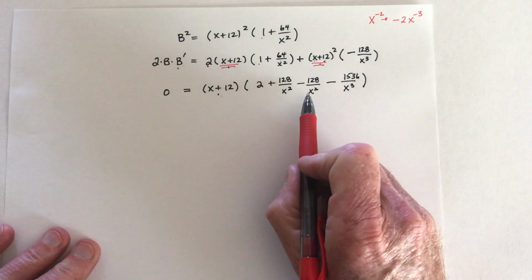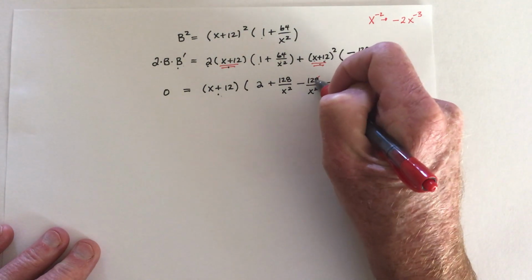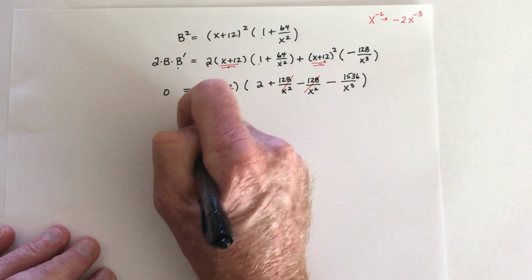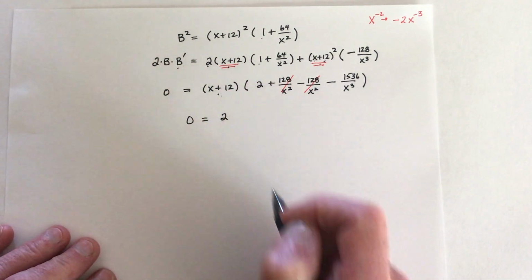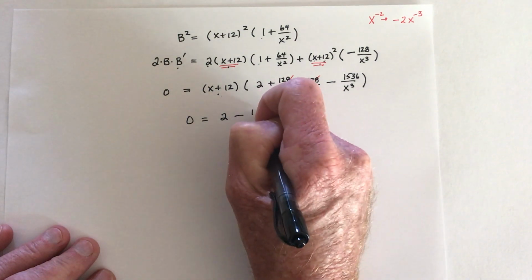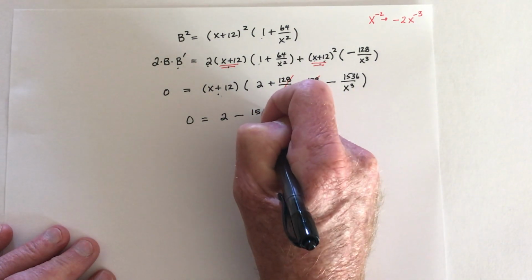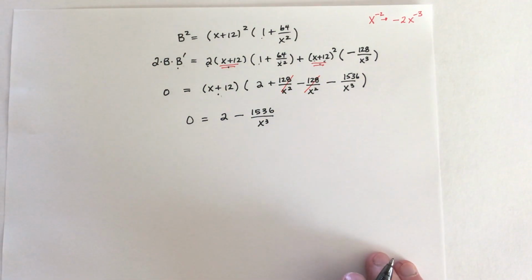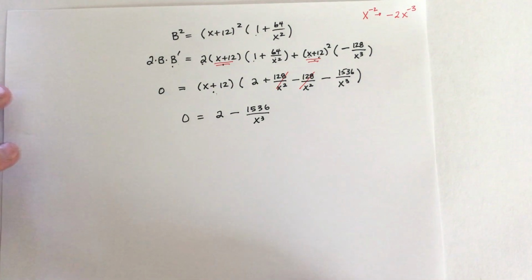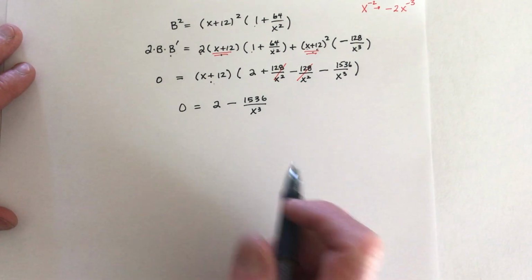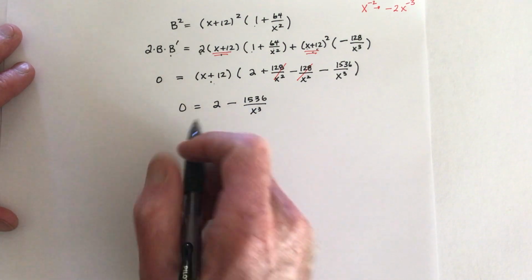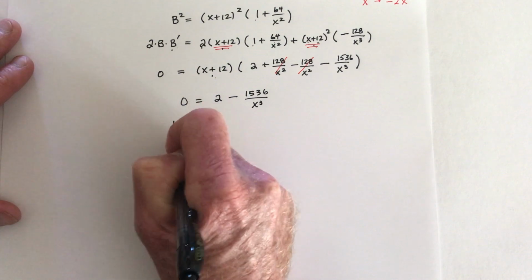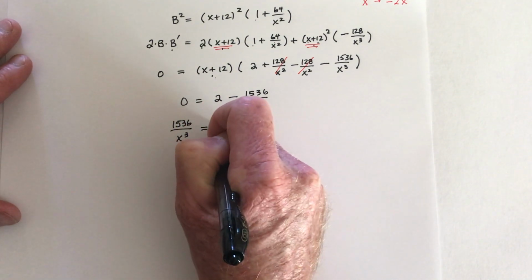And then if you look at this, the good news is this negative 128 over x squared and positive 128 over x squared cancel each other out. So all that's left is 0 equals 2, minus 1536 over x cubed. So by doing that factoring, it definitely simplified the problem. I would then take this negative term and move it to the left side. It will become a positive 1536 over x cubed, and then equals 2.